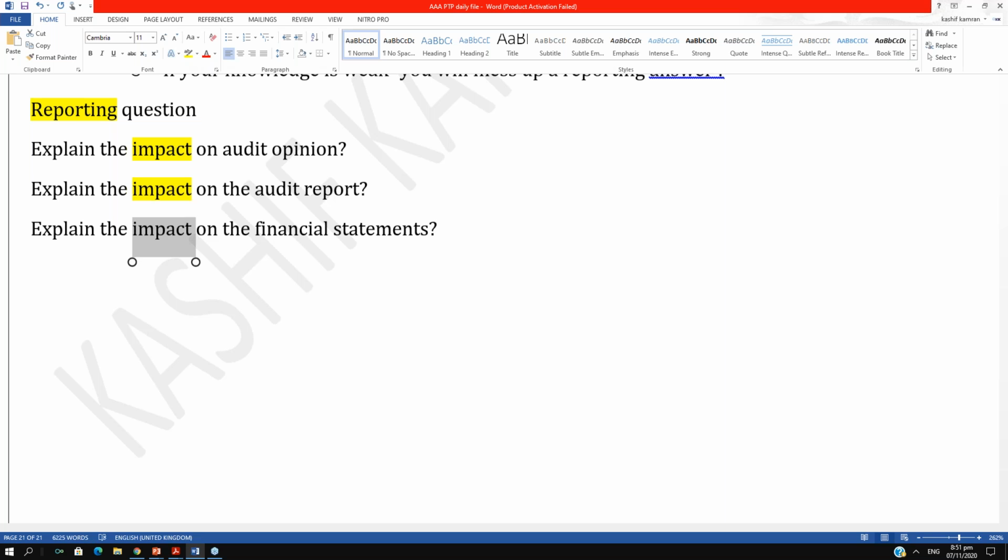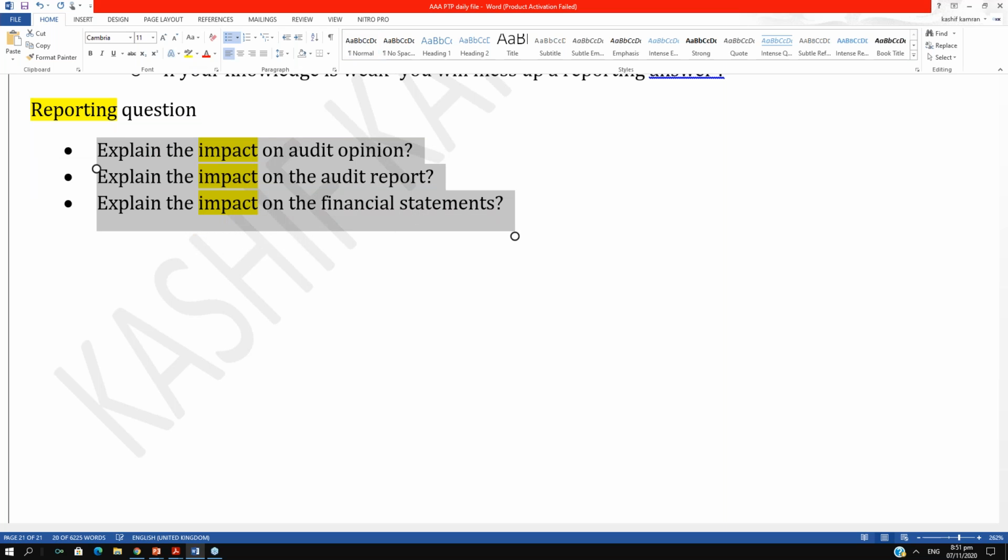Impact, impact. So the moment you read the word impact in your December paper, will you just think the impact is on the opinion, or will you carefully read which impact the examiner is asking for? Are you getting my point, everyone? Will you carefully read what impact the examiner is asking for? Is it the impact on the opinion? Is it the impact on the audit report? Is it the impact on the financial statements? It will change your answer, right?